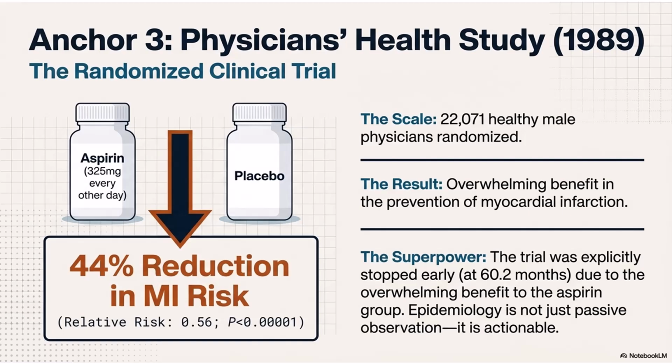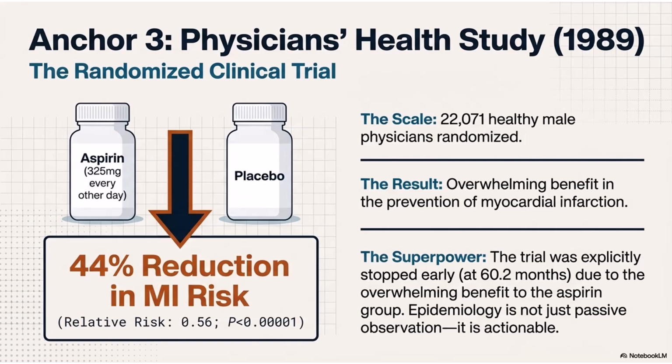But in a randomized trial, treatment assignment is determined by chance. That means the two groups should be comparable at baseline except for the intervention. So if outcomes differ later, we have stronger evidence that the intervention actually caused the difference. In the Physicians' Health Study, aspirin was associated with a major reduction in myocardial infarction risk. The slide here highlights a 44% reduction in MI risk with a relative risk of around 0.56.